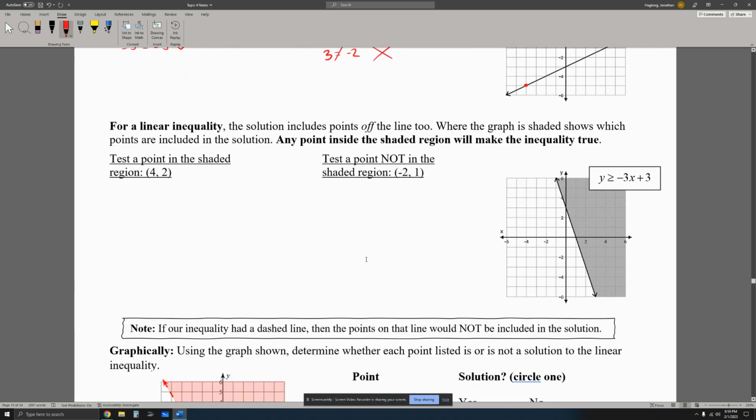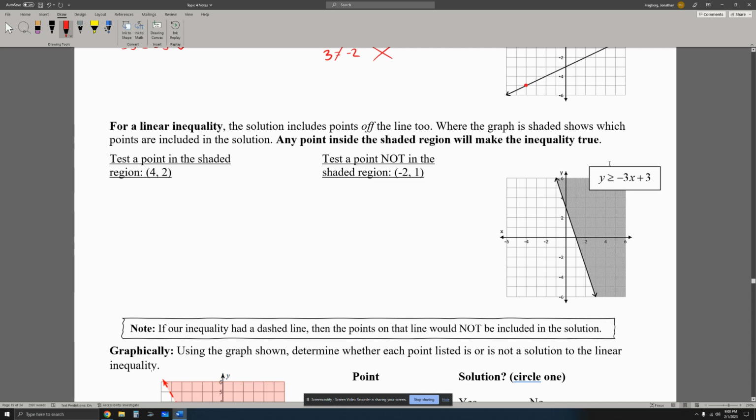So for linear inequalities, the difference is instead of having an equation, we have an inequality. So those are our greater thans, less thans, our greater than or equal tos, and our less than or equal tos. The solution includes points that are also off the line, right? So we're considering points that are not only on the line, but also anything that is greater than or less than. So where the graph is shaded, this is going to show the points that are part of the solution set. Any point that's inside the shaded region will make the inequality true.